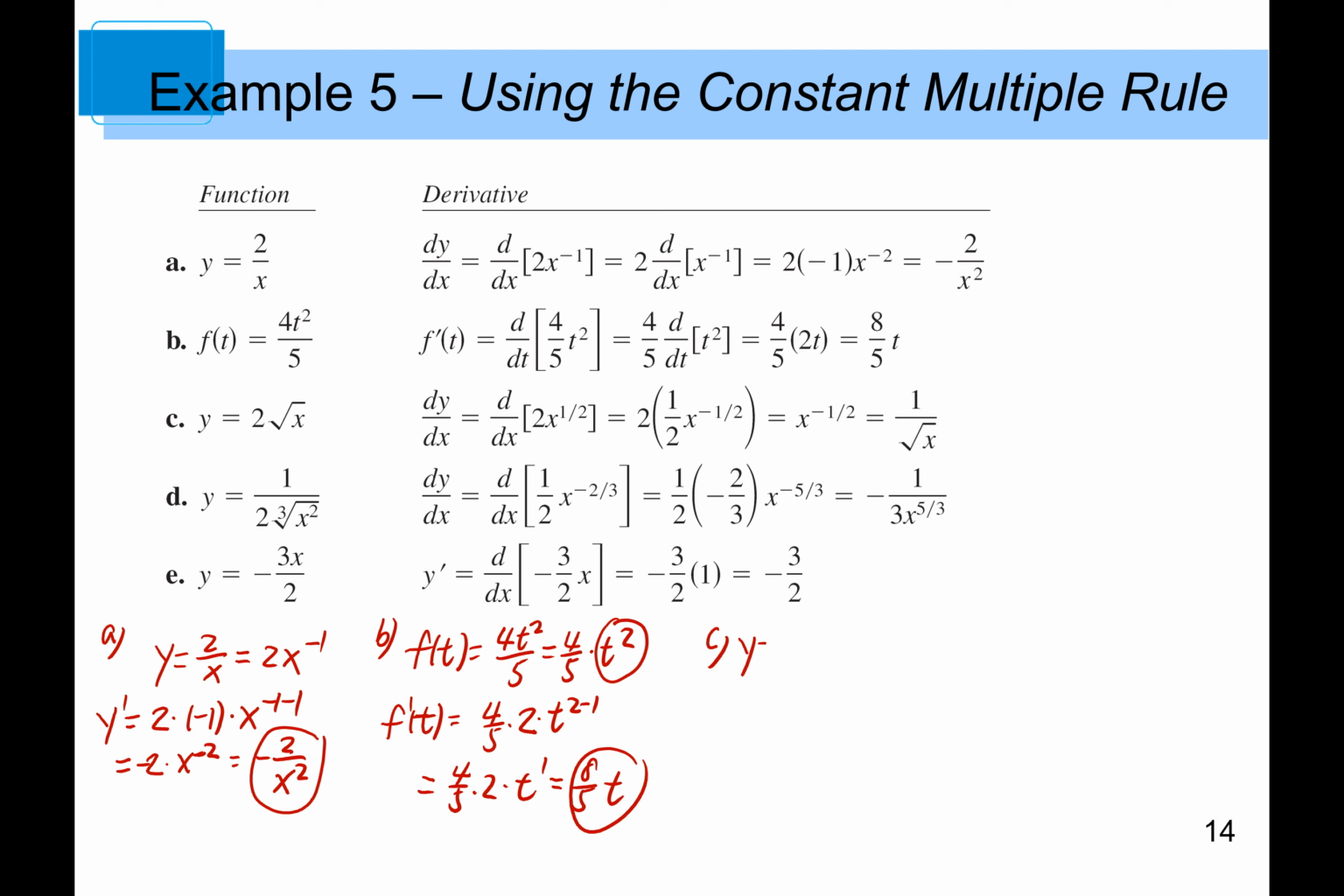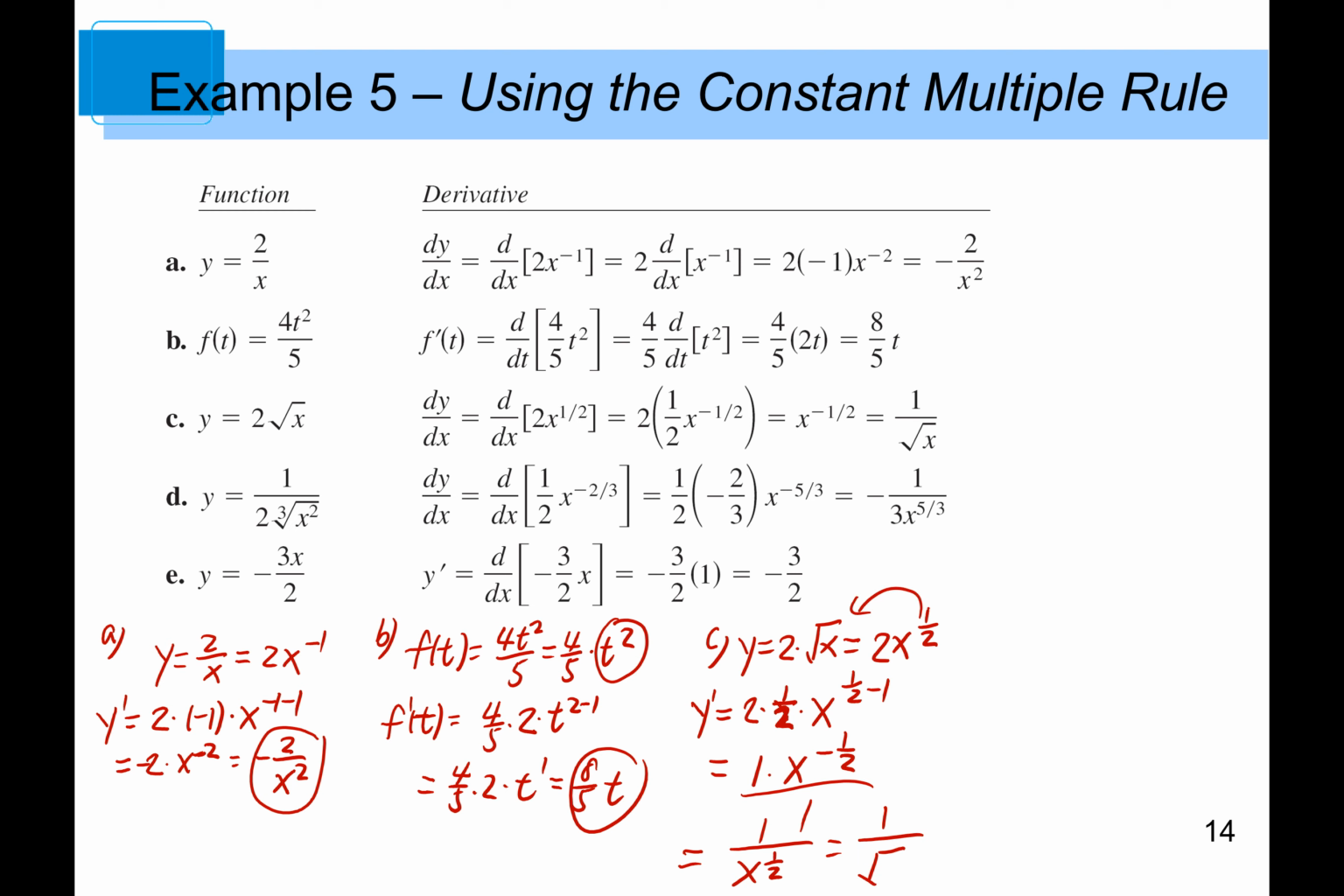We have y equals 2 times square root of x. And square root of x becomes x to the half. After that, you can apply the power rule. 2 times half goes in front, times x to the half minus 1. 2 times half becomes 1, 1 times x to the negative half. Make it a fraction, flip the denominator, it becomes 1 over x to the half. And x to the half is exactly square root of x, so it's 1 over square root of x.